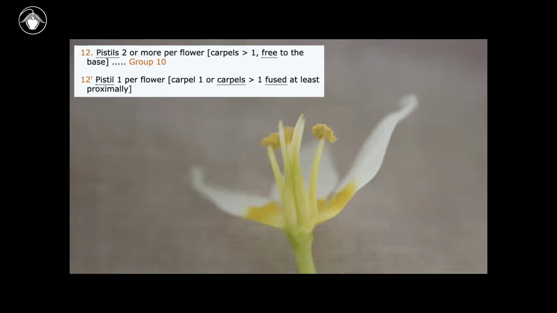Pistils 2 or more per flower, carpels more than one free to the base, or pistil 1 per flower, carpel 1 or carpels more than one fused at least proximally. In this case, these are 3 carpels fused at the very base of a single pistil.